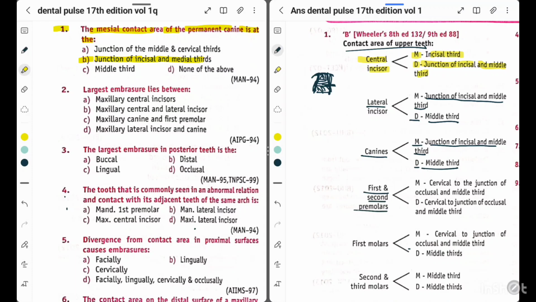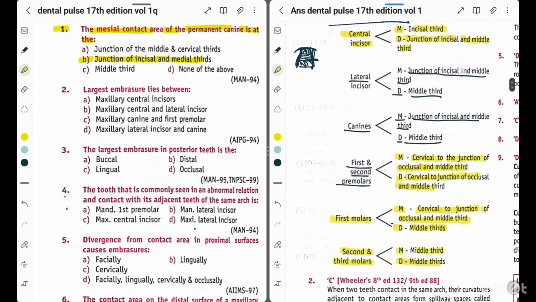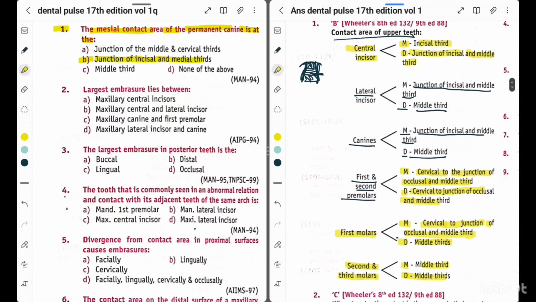Now first and second premolars, the mesial surface contacts cervical to the junction of occlusal and middle third, and the distal surface also contacts cervical to the junction of occlusal and middle third. Both are contacting at the cervical to the junction of occlusal and middle third. Now first molars, the mesial contact is cervical to the junction of occlusal and middle third, and distal contact is at middle third. Second and third molars, mesial contact is at middle third and distal is also at middle third. So this was about the contact area of maxillary teeth.